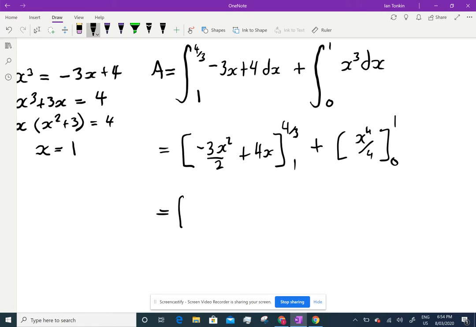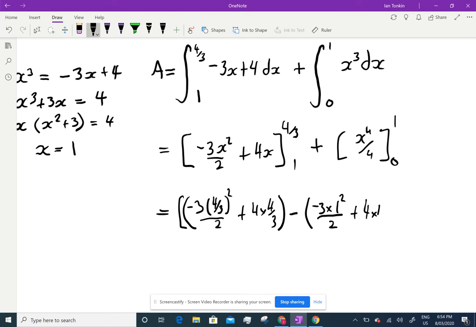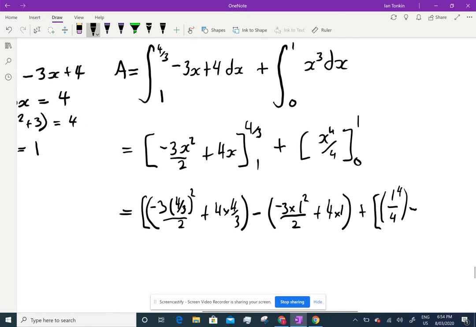So now if I just do that, I get minus 3, and this is the most important one, 4 on 3 squared over 2 plus 4 times 4 on 3, and I'm going to put that in parentheses, minus 3 times 1 squared on 2 plus 4 times 1, plus 1 to the power of 4 on 4 minus 0 to the power of 4 on 4.